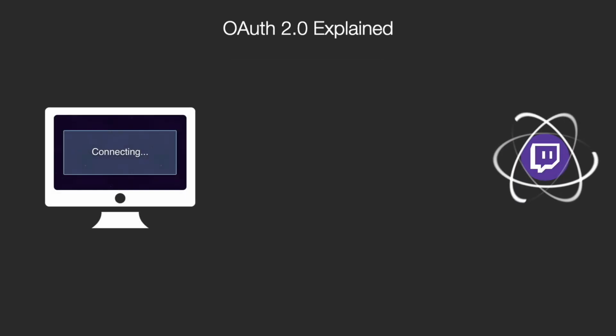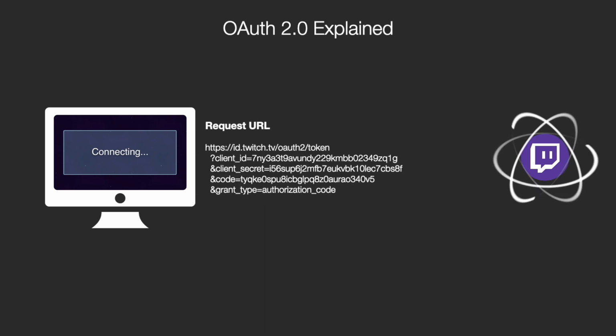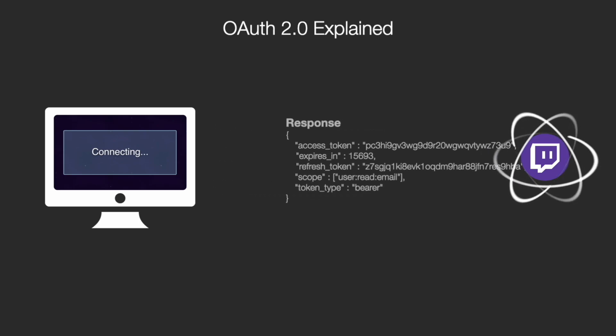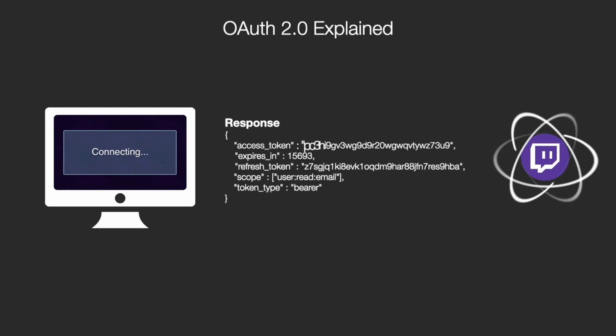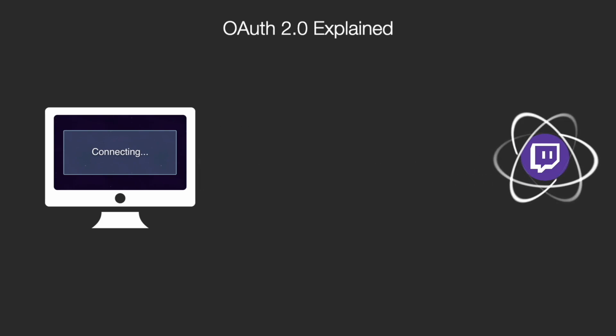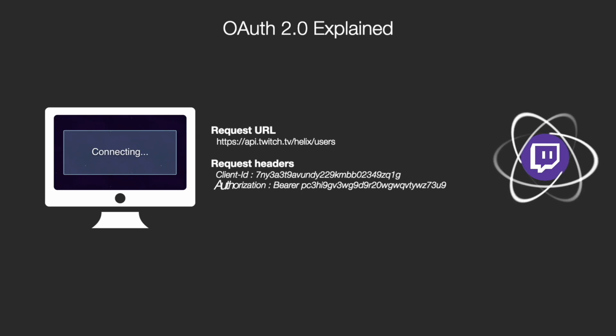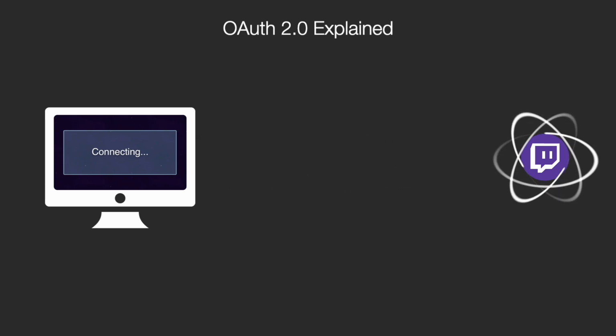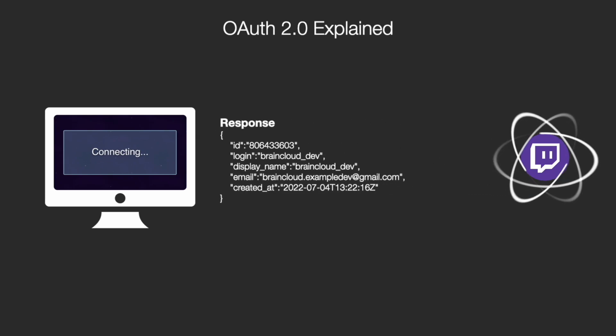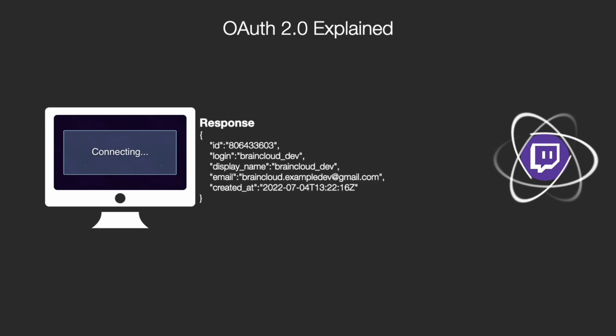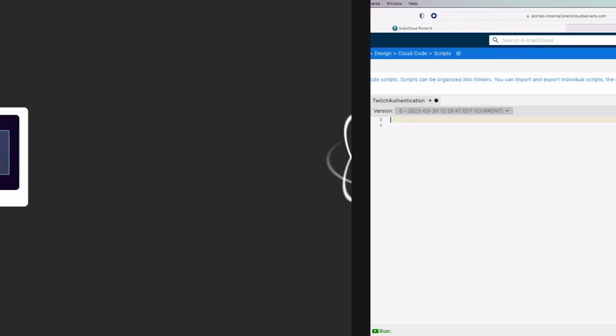Our app will be listening for that response, and when we receive it, we'll make an HTTP post request to Twitch with parameters that include the code we just received, along with our Twitch client ID, client secret, and the type of code that we are sending. If our code is valid, Twitch will then respond with an access token. With this access token in hand, we can now make an HTTP GET request to Twitch to access the user's email. Twitch will then respond with the user's data, including their email address. That completes the OAuth process.